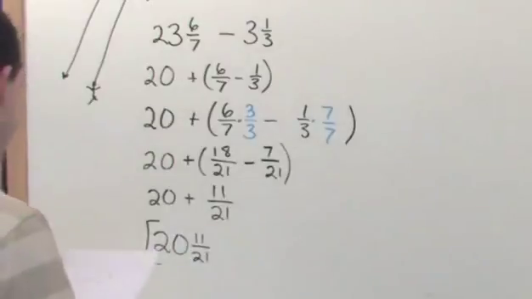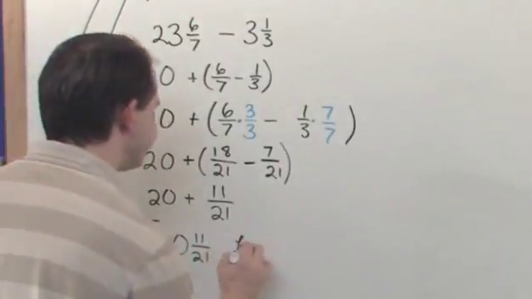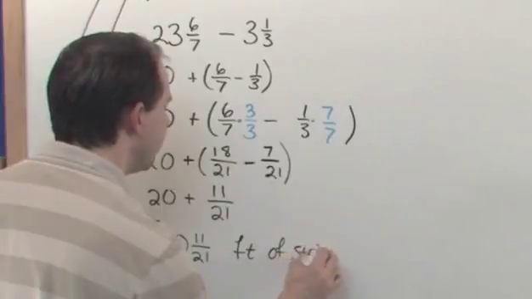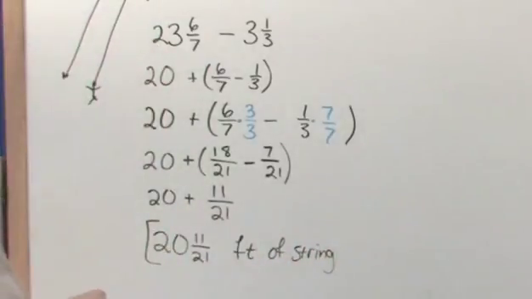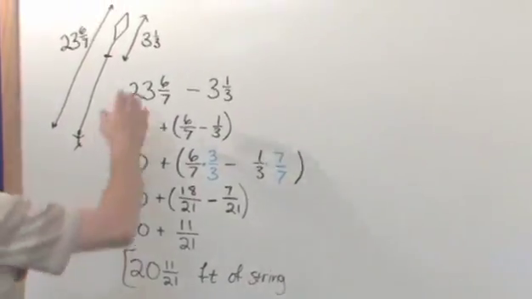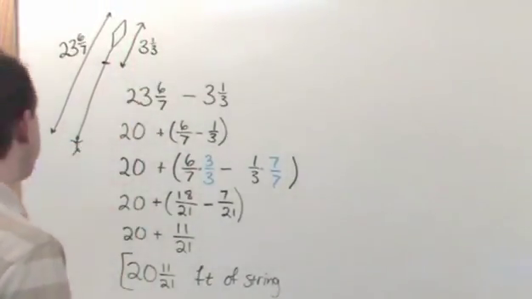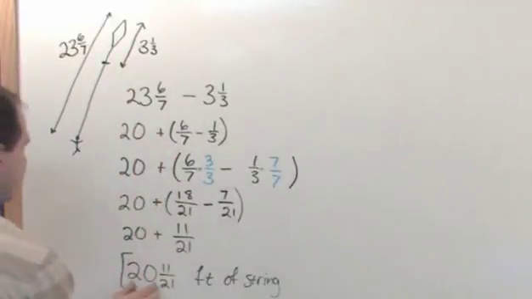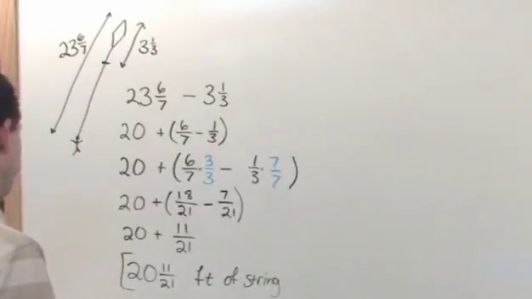That is how many feet of string remain. Okay? So if you were flying a kite that was 23 and 6/7 feet tall, and if the kite breaks, taking away with it 3 and 1/3 feet, then once you subtract these fractions together, you're going to be left with 20 and 11/21 feet, which is, you know, more than 20 feet, less than 21 feet. That's what this fraction is. It's just part of a foot.